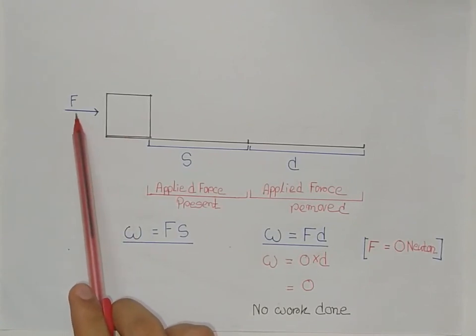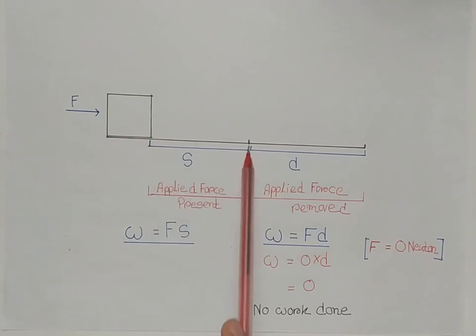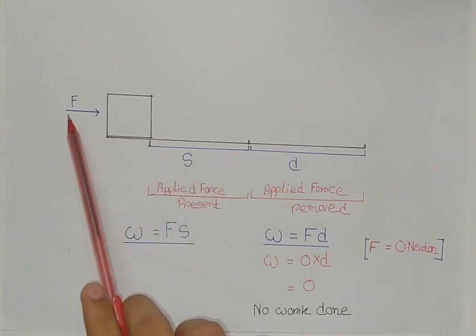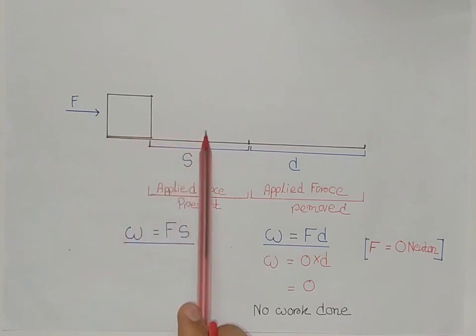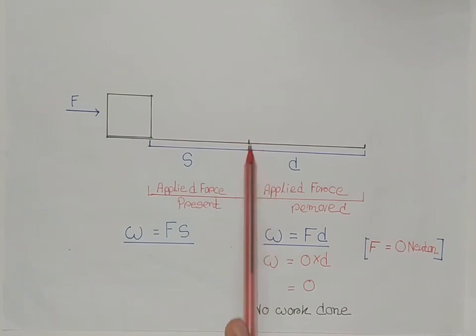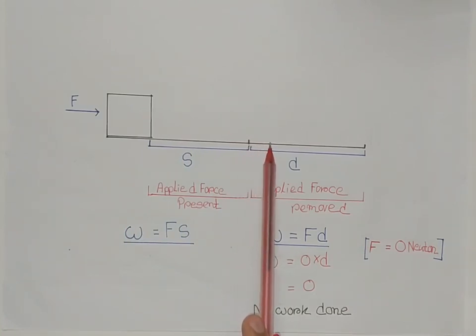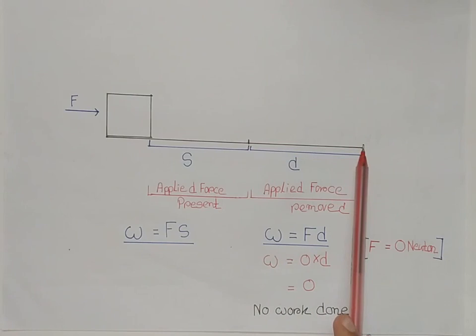Here, F Newton force is applied on this object up to this point. That means F Newton force is applied and this object is displaced by S meters and force is removed here. Then this object travelled additionally the distance d meters in absence of force. So the question is, what is the amount of work done?